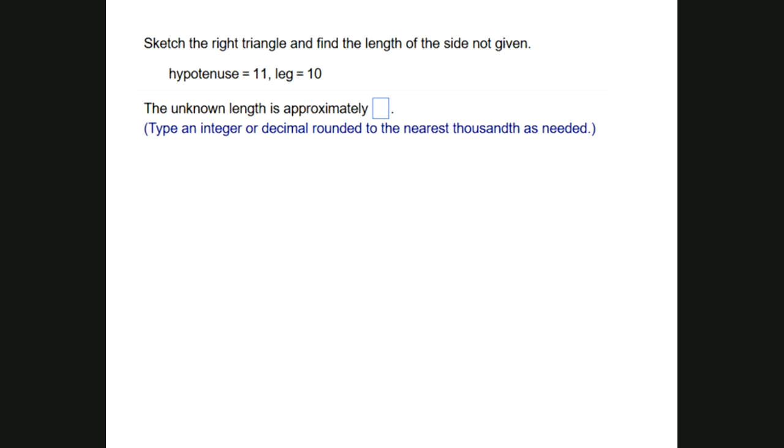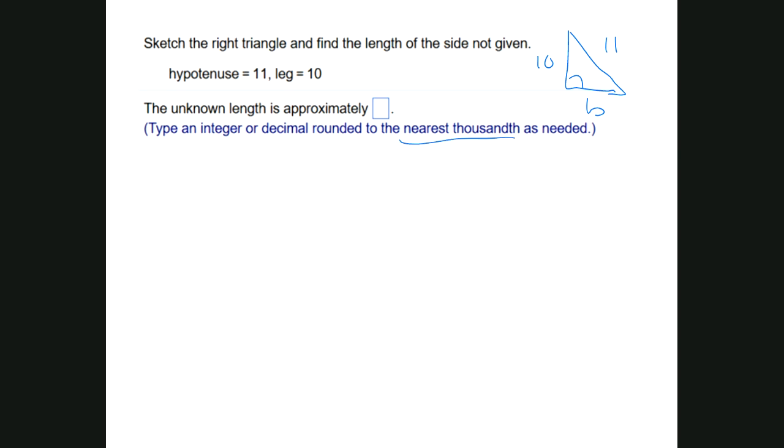All right. For the next problem, it says sketch the right triangle and find the length of the side not given. I'm a very visual person, so I would have drawn this anyway, but it's a good idea for you to draw it out. It says the hypotenuse is 11 and a leg is 10. The length of the side not given, I will call that my side B. You can call it X if that's what you prefer, does not matter. Round to the nearest thousandths again if we need to.